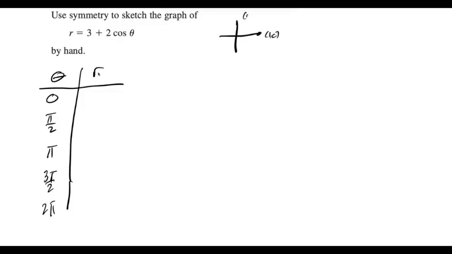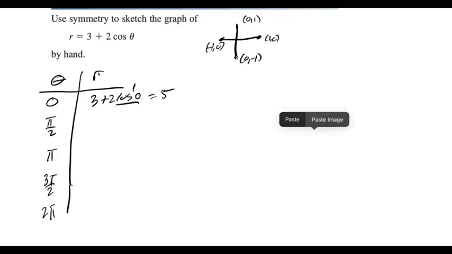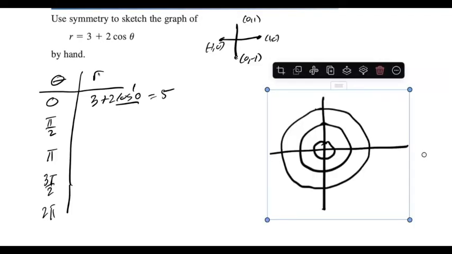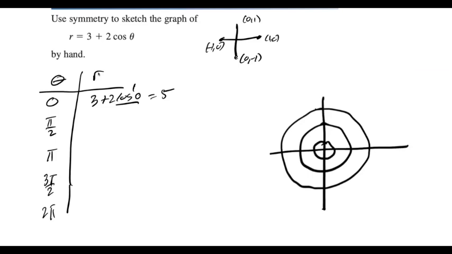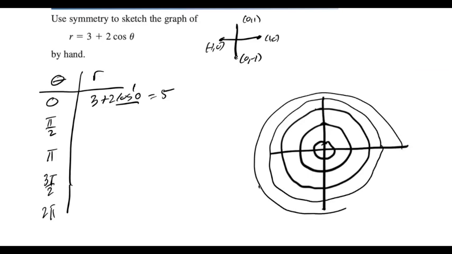1, 0, 0, 1, negative 1, 0, 0, negative 1. So we have 3 plus 2 cosine theta. Cosine 0 is 1, so we get 5. Here's my graph again. I have to make it up to 5. Not gonna be pretty. That's 3, 4, 5-ish. Our first point is 0, 5, right there.